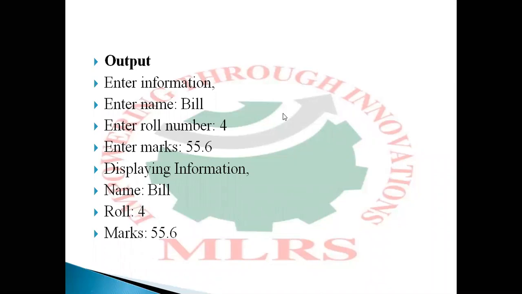Then let us come to the output, how the output will be. Here the output is "Enter information", which appears on the output screen. Enter name, I provide the name. Enter roll number, I provide the roll number. Enter marks, I provide the marks. Whatever I provided, that information is displayed on the output screen. So display information: name Bill, roll number 4, marks 55.6. This is the way we display the information on the output screen.